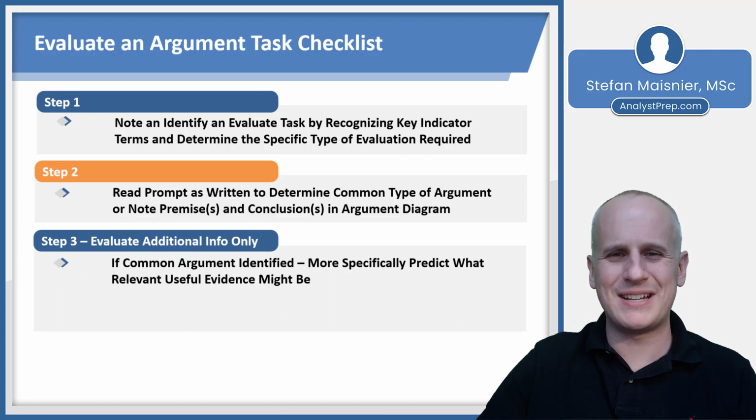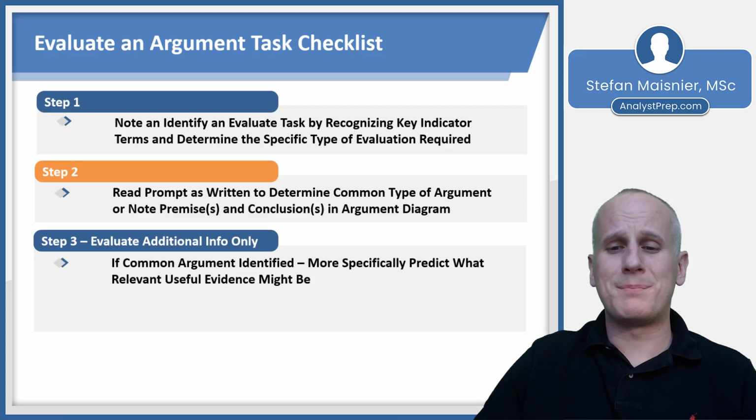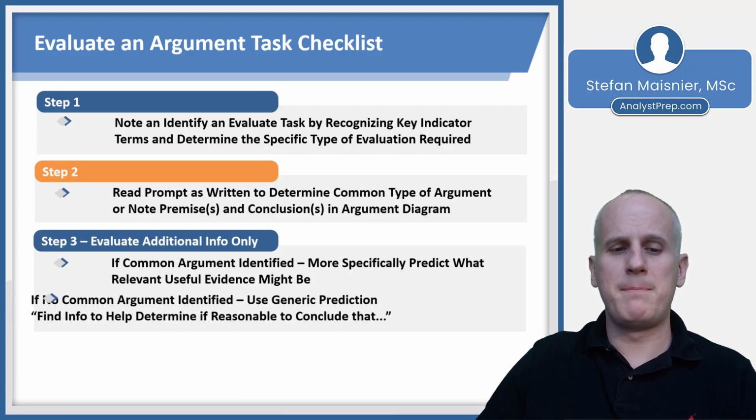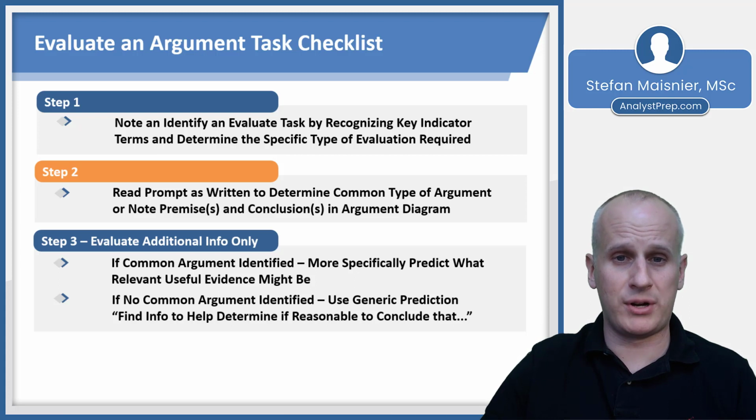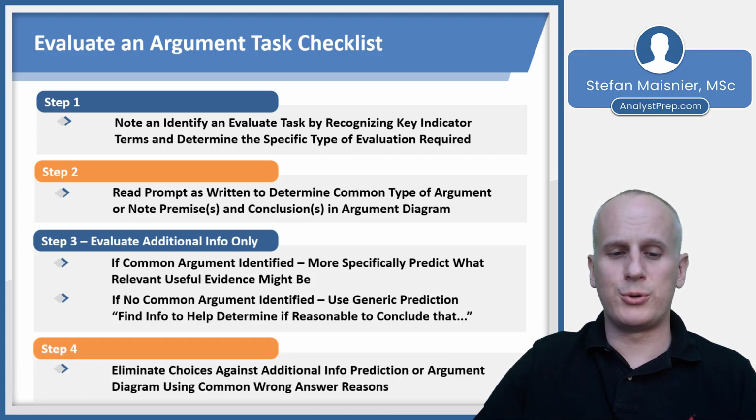You're only going to predict more specifically for evaluate additional information to determine the validity evaluate task. So if you can find a common argument with this evaluate the validity of the conclusion task, you can more specifically predict what the relevant useful evidence might be. But if you cannot determine what a common argument is for evaluating the validity tasks, you can just use the generic prediction of find info to help determine if it's reasonable to conclude whatever the conclusion was. And then step 4, of course, is to eliminate the choices against your additional info prediction or the argument diagram that you've written out using our common wrong answer reasons.